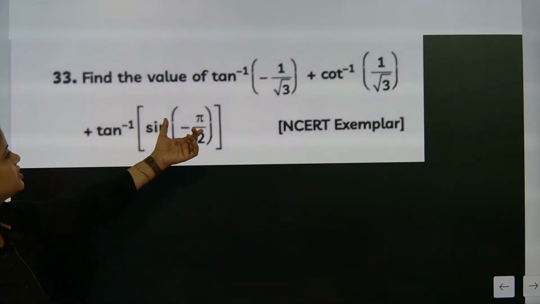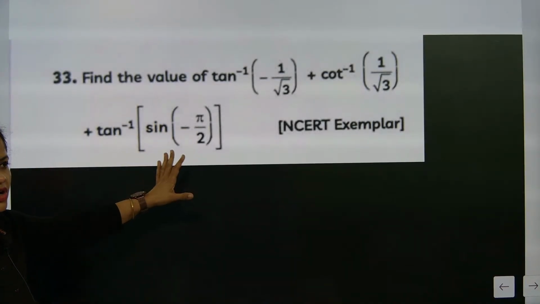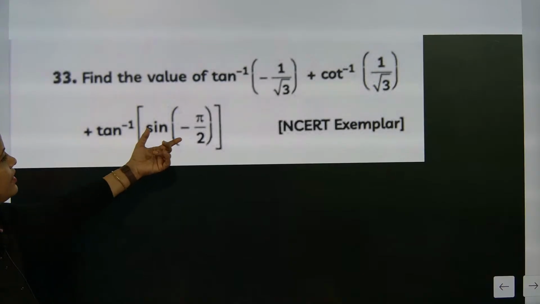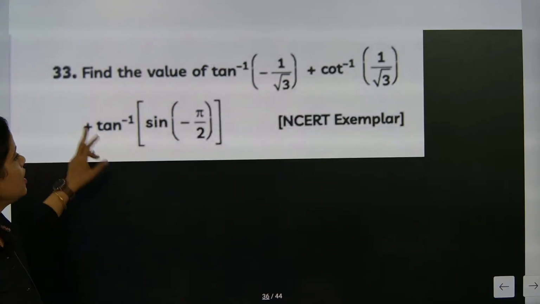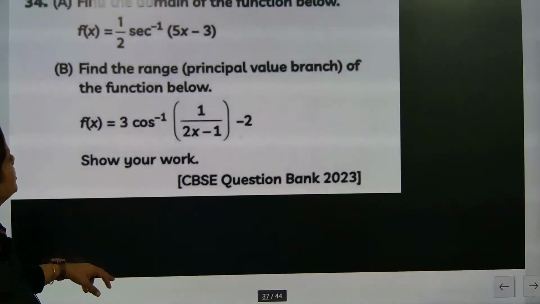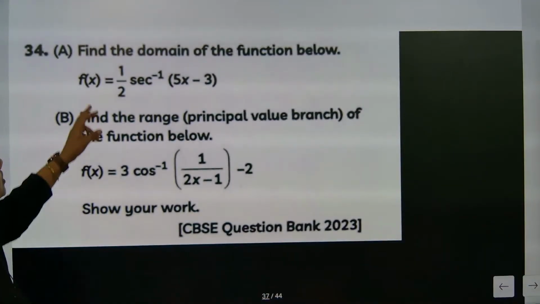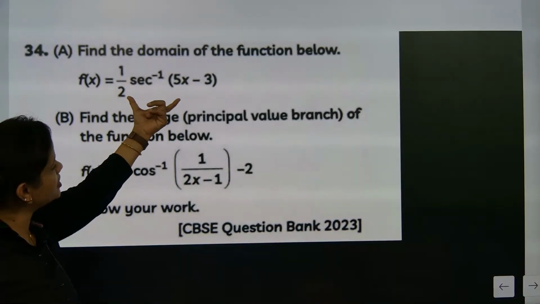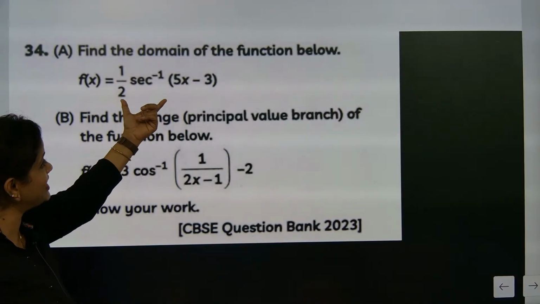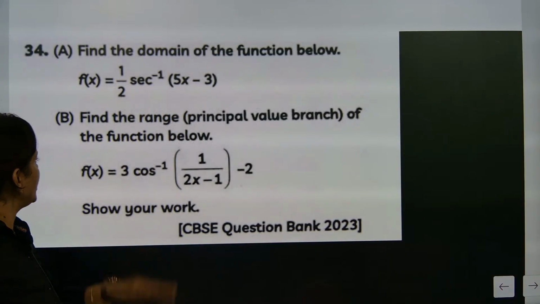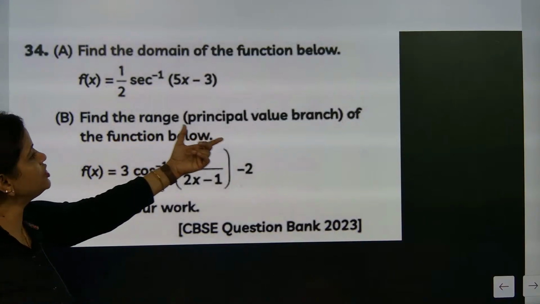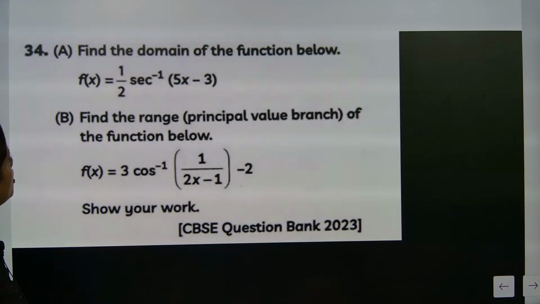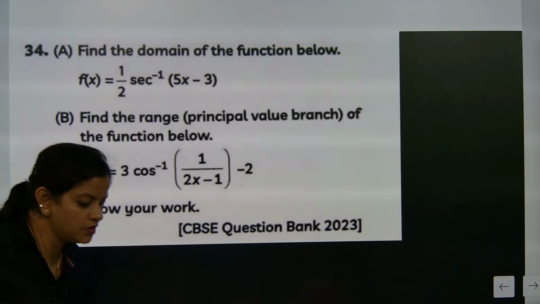See, look here. Will you be able to solve this type of question or not? Direct question. Sin inverse of minus theta is minus sin inverse theta. Direct question related to this part is there. Please kindly solve this type of question. Find the domain of the function given below. This section coming means serious killer. Secant inverse of 5x minus 3. Everybody find the range of the principal value for these two questions. Please kindly solve 34A and 34B.